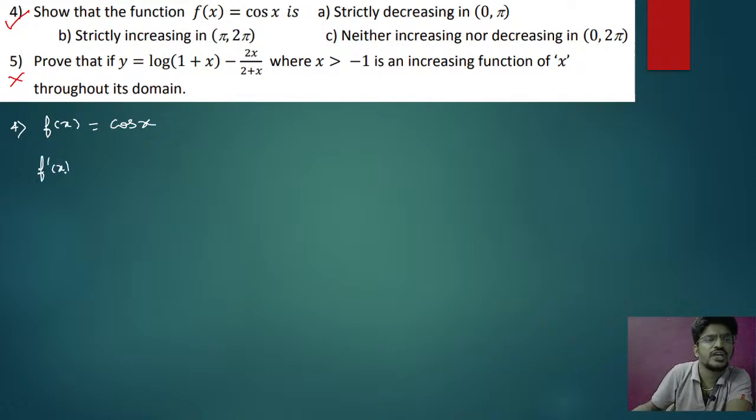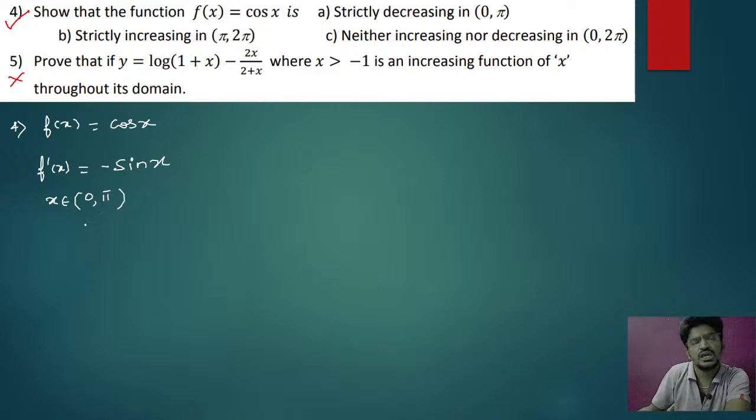Okay. So now let us go for f dash of x. So I will go for f dash of x, and you can just say differentiation of cos x is minus sin x. Okay. So now what are the intervals? Here intervals are given 0 comma pi. So x belongs to 0 comma pi.